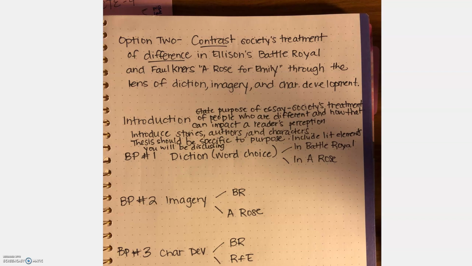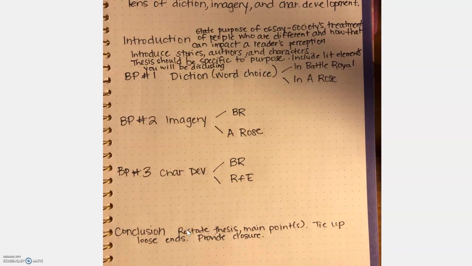So body paragraph 1 would be the diction, which is the word choice. So how does the word choice illustrate the society's treatment of people who are different? First in Battle Royal, and then second in A Rose for Emily. Body paragraph 2 would be your imagery paragraph in Battle Royal, and then A Rose for Emily. And then body paragraph 3 would be character development for Battle Royal first, and then A Rose for Emily.